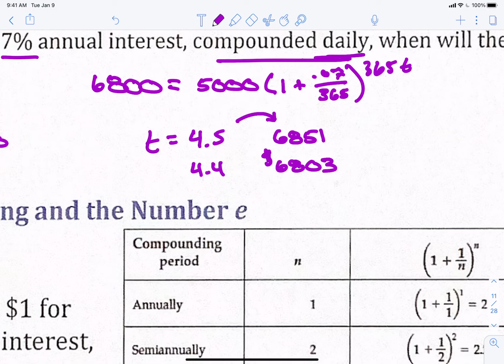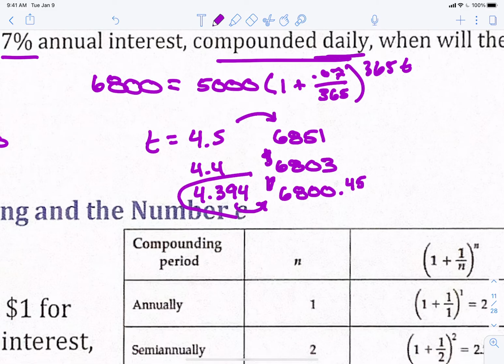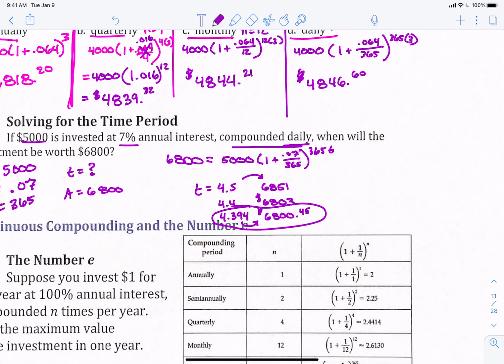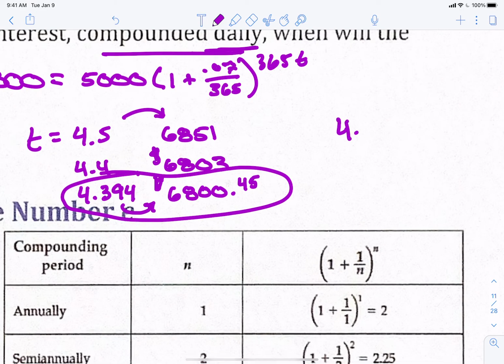Okay. Well, what's 4.3? Or 4.39 or 4.41. That's where I would start next, right? 4.394 is 6,800.449. That is pretty darn close. Let's go with that. So, what does that mean? It takes about 4.394 years.